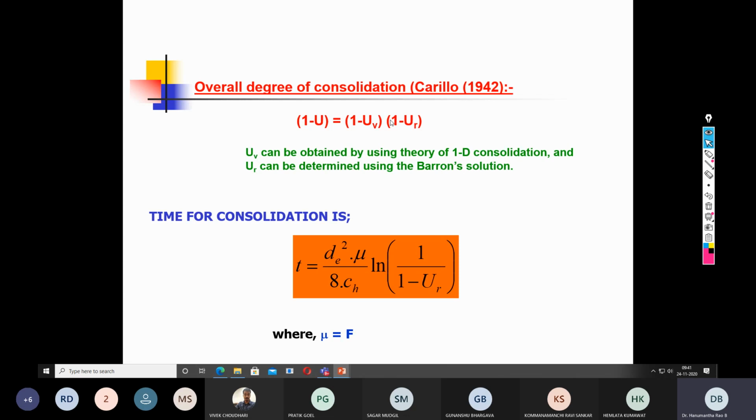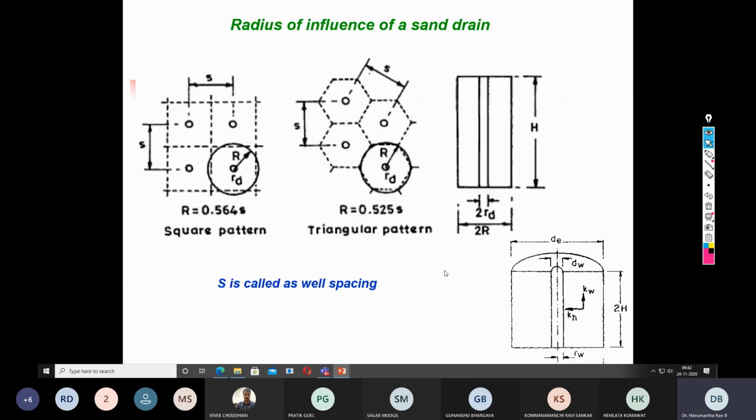So this we already did discuss. Once we know the U_V value and U_R value, then how to calculate the overall degree of consolidation, and then how to calculate the time required for the desired degree of consolidation. So these two forms of equations we have seen. Now a couple of unknown factors in the previously shown equations are the s, the radius of the zone of influence, and so on and so forth.